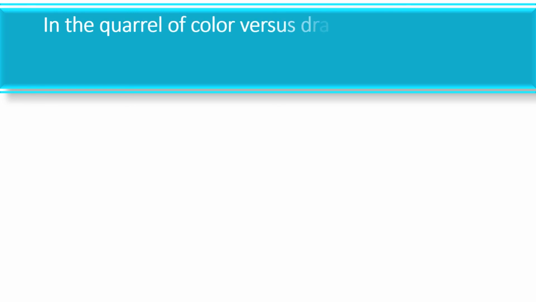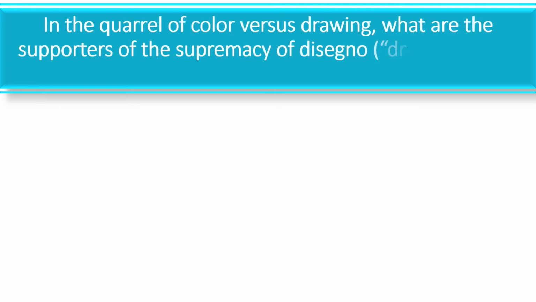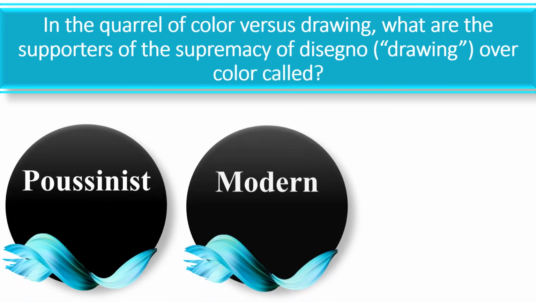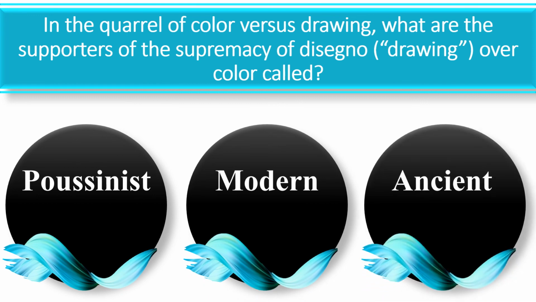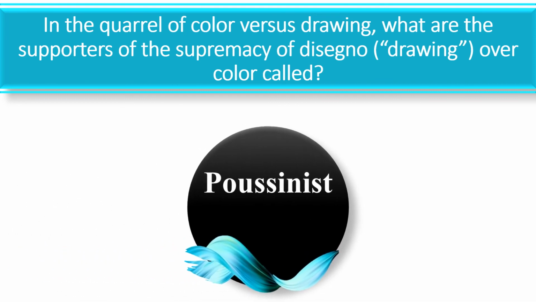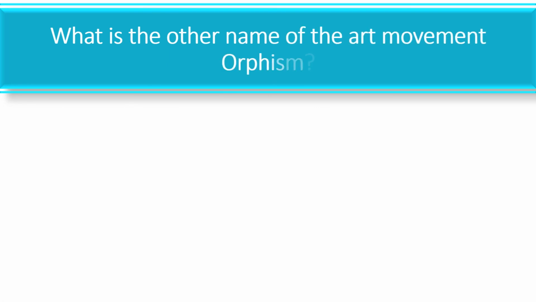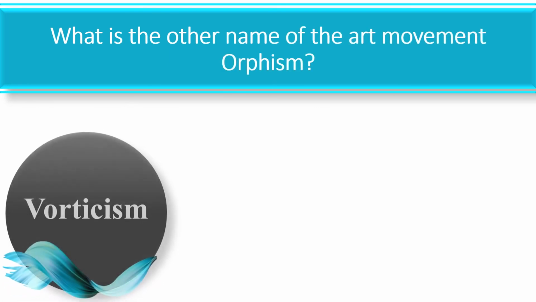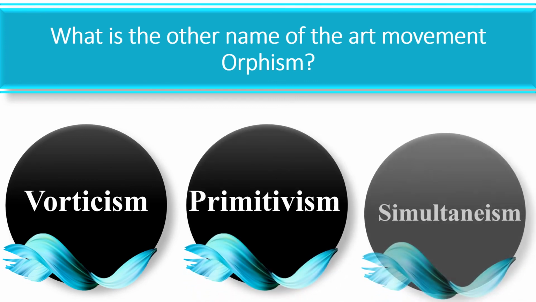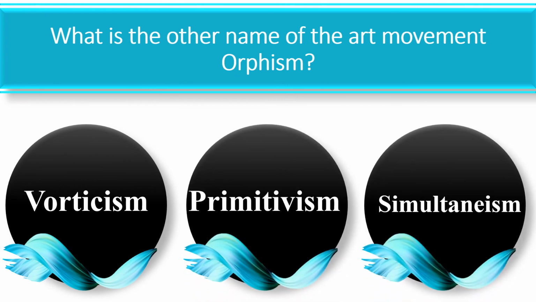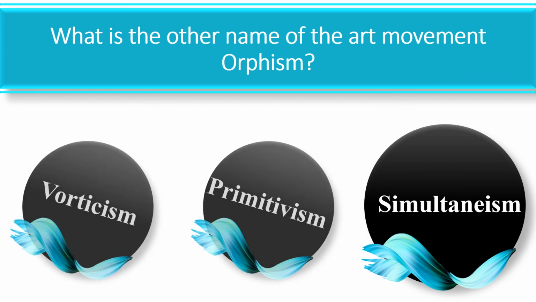In the quarrel of color versus drawing, what are the supporters of the supremacy of disegno, drawing over color, called? Poussinist, modern, ancient. Poussinist. What is the other name of the art movement Orphism? Vorticism, primitivism, simultanism. Simultanism.